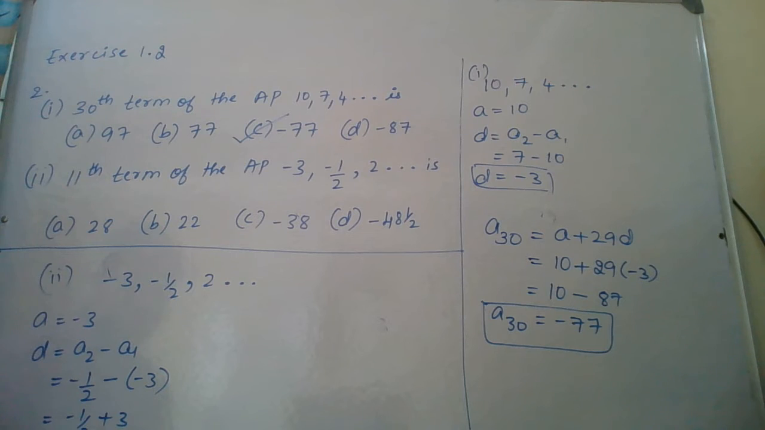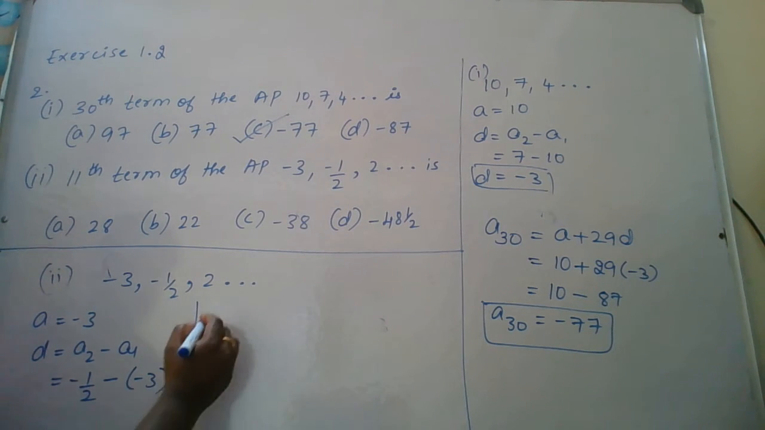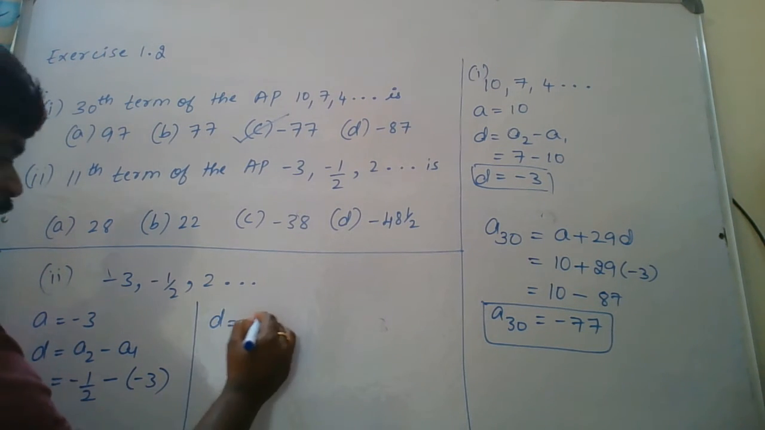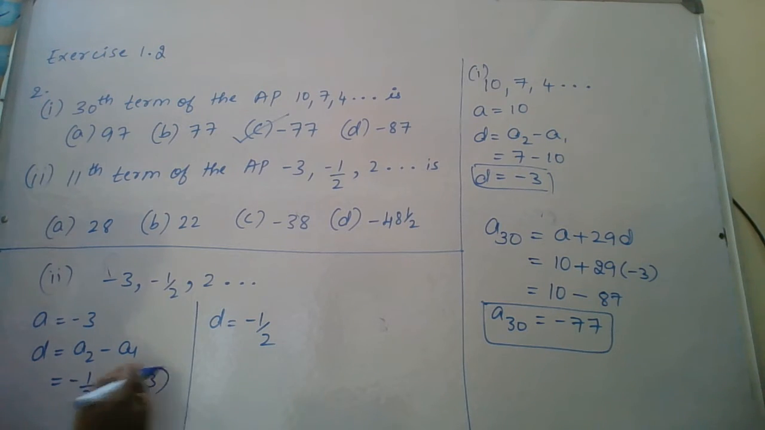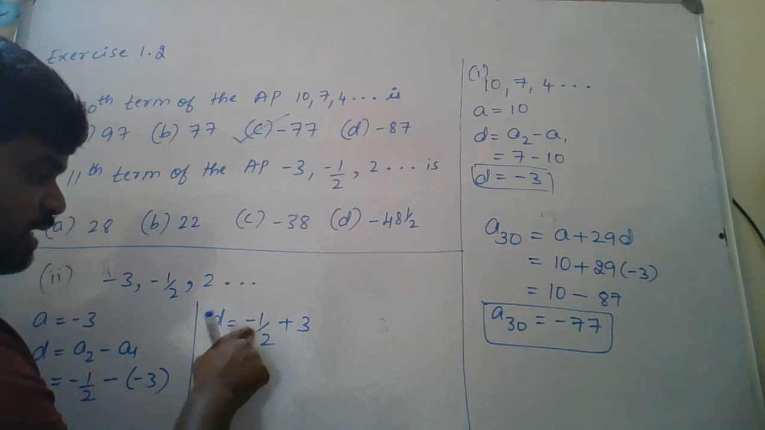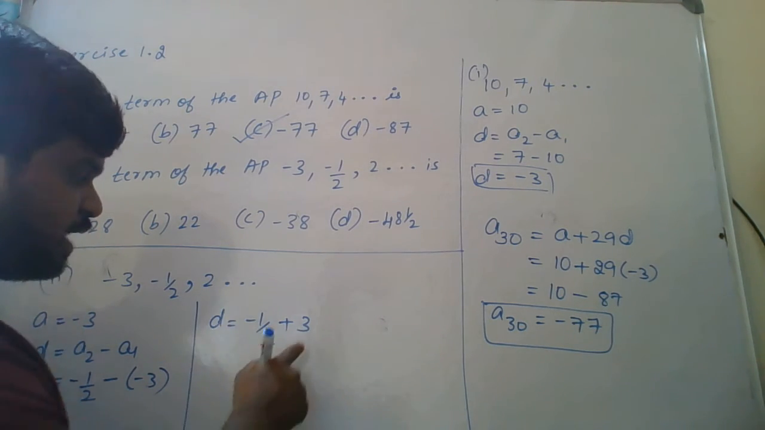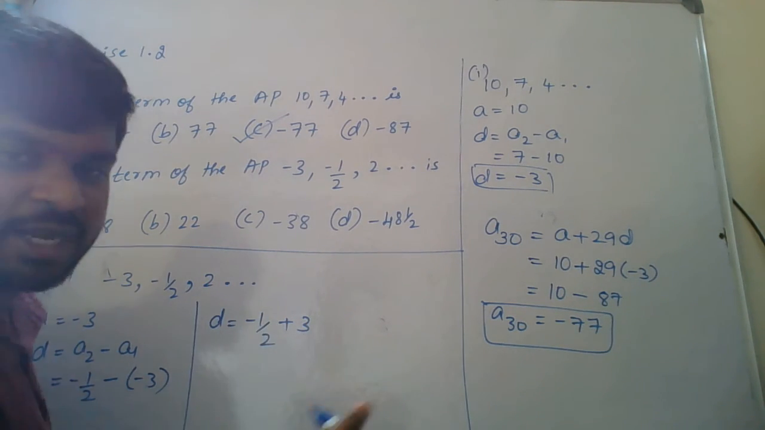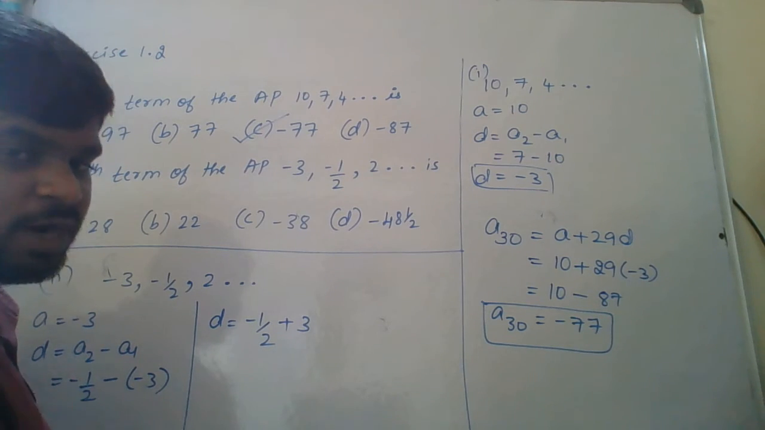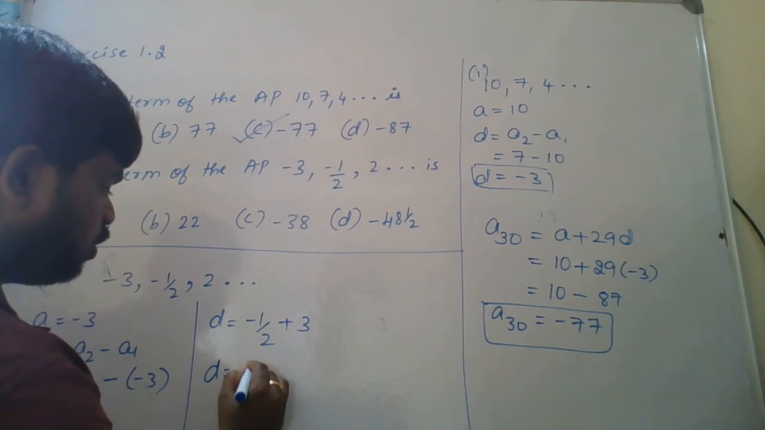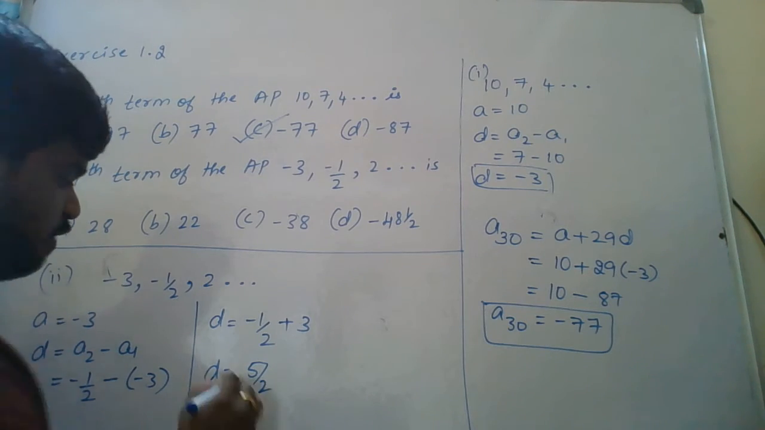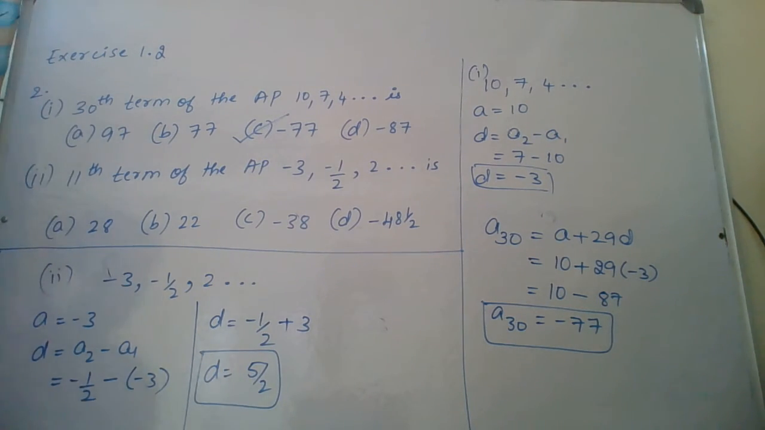You can directly do it if you observe carefully. I'm sorry, it is not visible. Let me continue here. D is equal to -1/2, minus into minus is plus 3. If you observe, minus half plus 3, or you can also say 3 minus half. 3 minus half is how much? 2.5. 2.5 is nothing but 5/2. Or you can take the LCM and solve it. Definitely you will get the same answer. Therefore, D is 5/2.